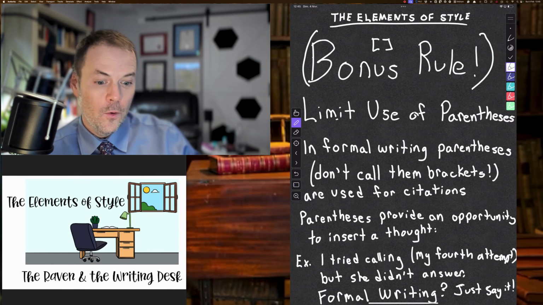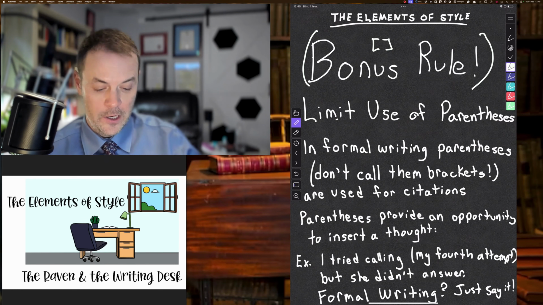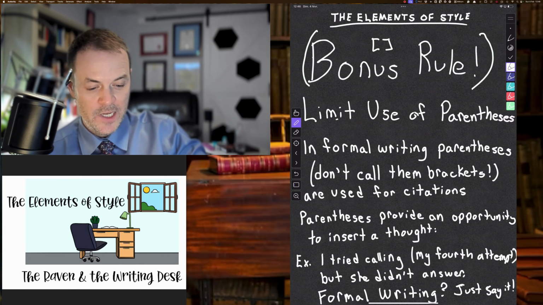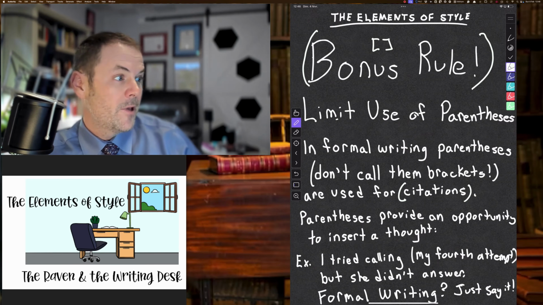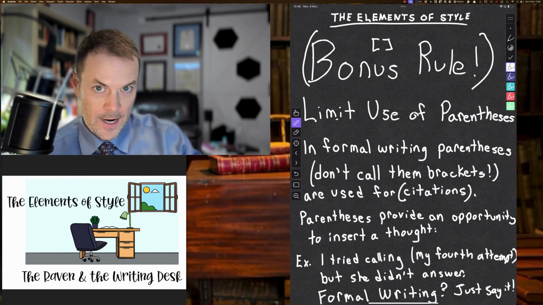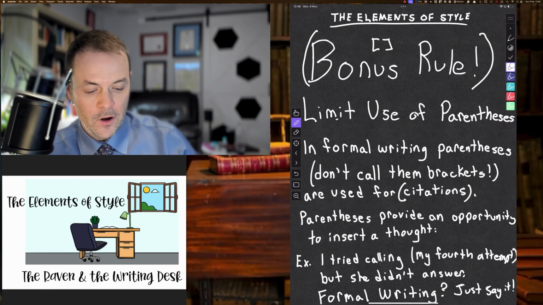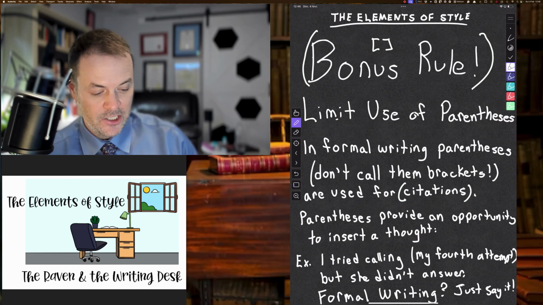You are mainly going to use parentheses in your essay writing for citations. I gave you an example of in-text citation a couple slides ago, and that is you're going along in your writing and you want to put in the quotation, and so you're putting the parentheses around the citation, and probably putting a period after that. In your actual writing, a parenthesis is an opportunity to add in a side thought or an afterthought. So for example, I tried calling (my fourth attempt), but she didn't answer.